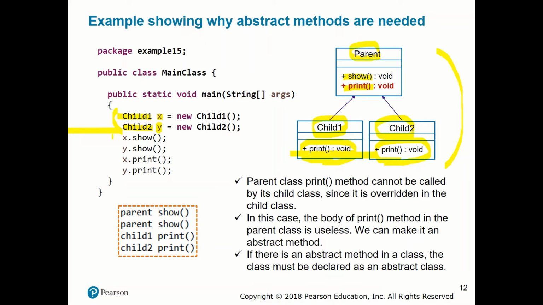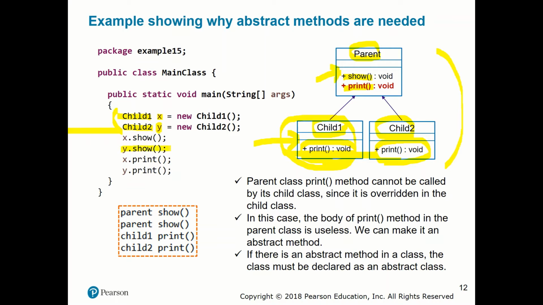And if we call x.show, then x is a child 1 object. Then x will see if there is a show method in its own class here. There is no show method, then x will look for the parent class. Okay? So if there is a show method in the parent class, then this method is executed.